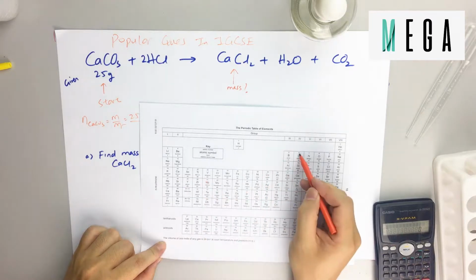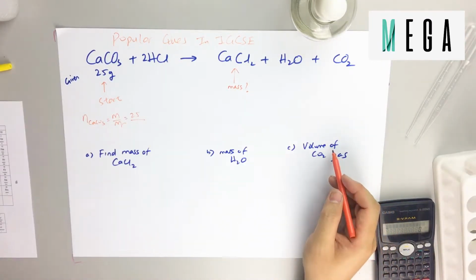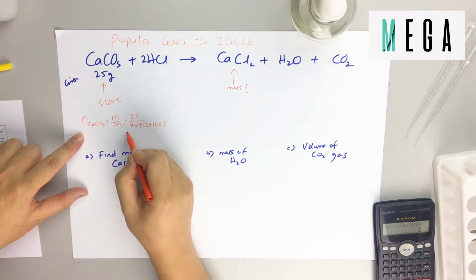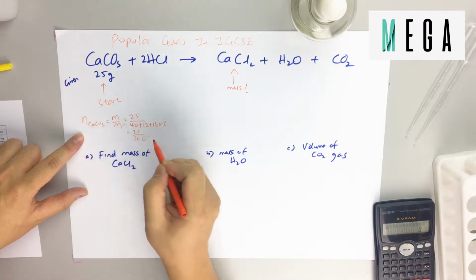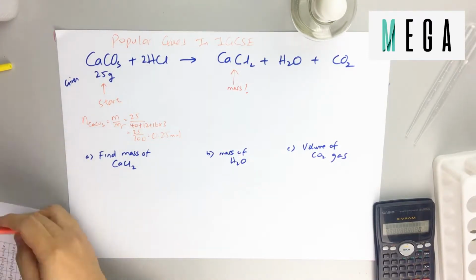So calcium, you can see the bigger number, 40, carbon 12, oxygen 16. You can always use the periodic table: 40 plus 12 plus 16 times 3. It's good to remember the mass of oxygen. A simple calculation will give you 0.25 mole.